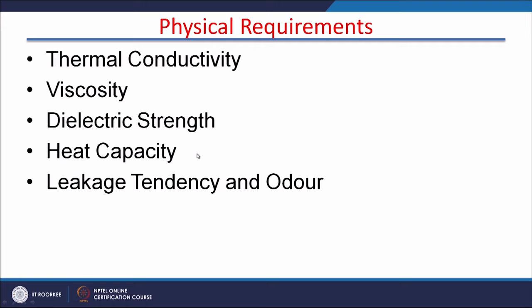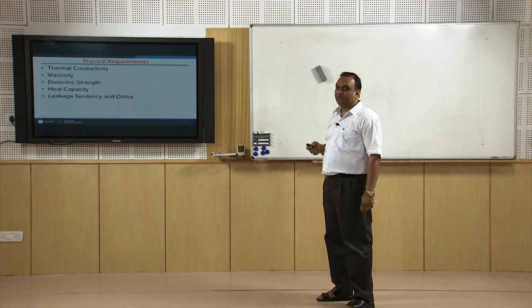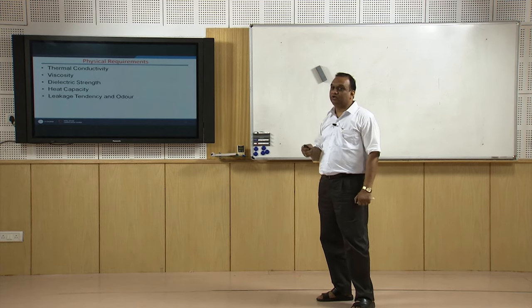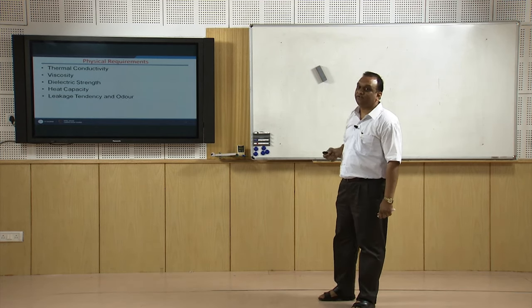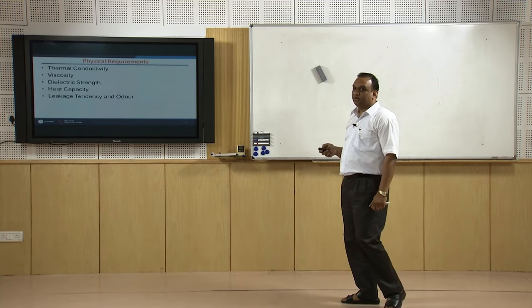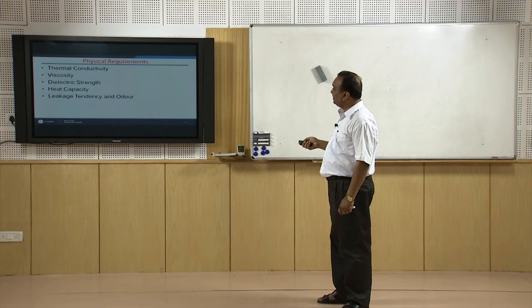And leakage tendency should be minimum, especially for ammonia, which has a leakage tendency. And odor: it should not give any bad smell. Otherwise, odor is good, because through odor you come to know whether there is a leakage of refrigerant or not. But the refrigerant should not have any odor in an ideal case.